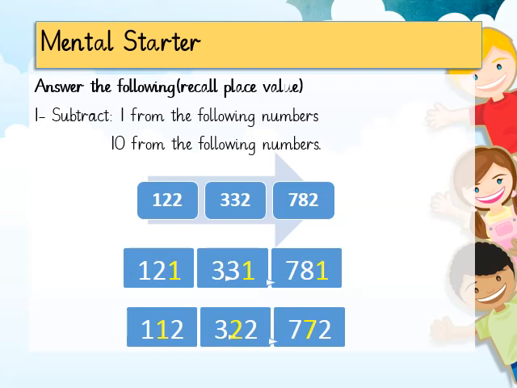Similarly, if we are going to subtract 10 from the given number, the place value is going to change at tens place only. In this way, 122 will become 112, 332 will become 322 and 782 will be 772.